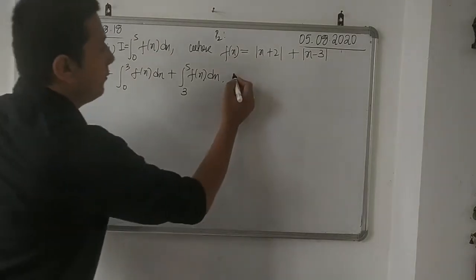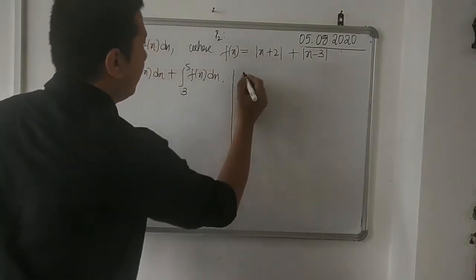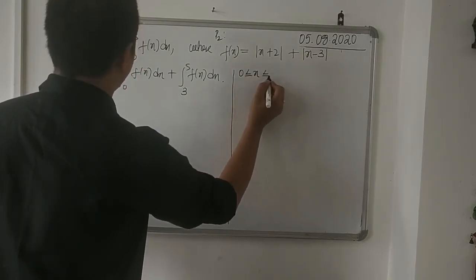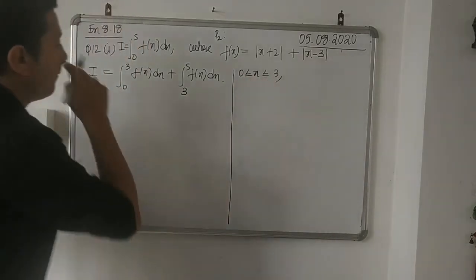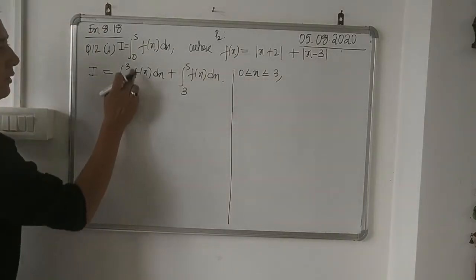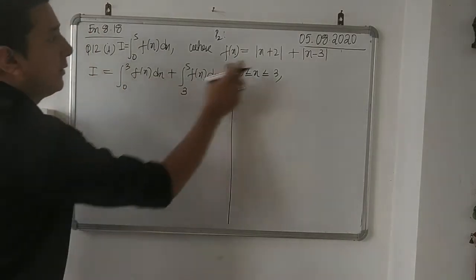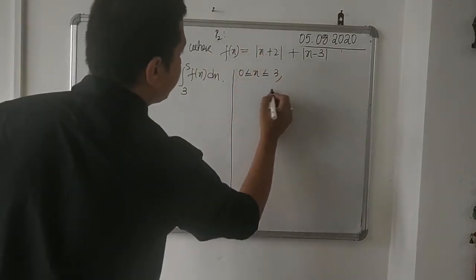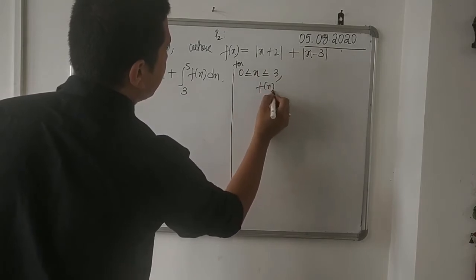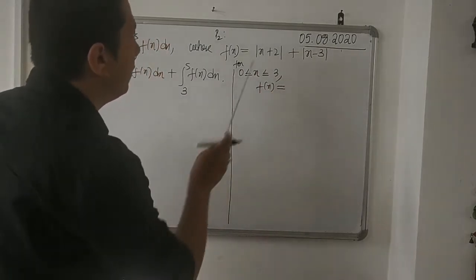Okay, so to do that, 0 ≤ x ≤ 3. Okay, 0 ≤ x ≤ 3 means within 0 to 3 we are now finding the value for f(x). Now, come back out here. For this interval, f(x) is equal to, okay, now let's go term by term.